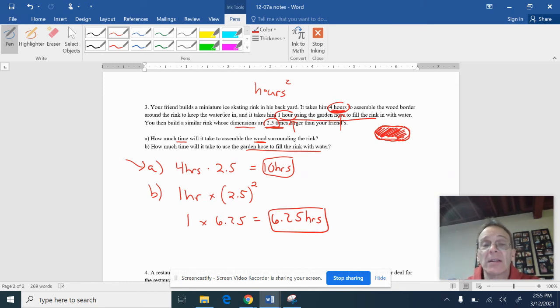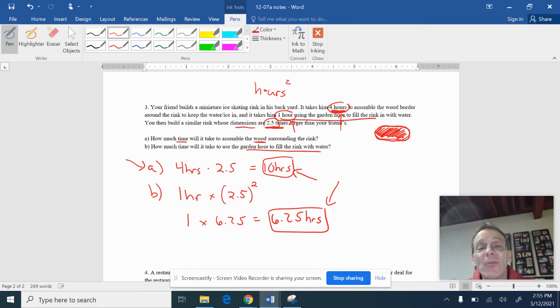So you're all excited, okay, because it's taking you a really long time to build your rink. And you think, oh man, I'm going to be so glad when I get this last piece of wood joined together, because then it should take me no time at all to fill it with water. And then you get this really bad surprise that it takes you almost 6.5 hours to fill it with water.